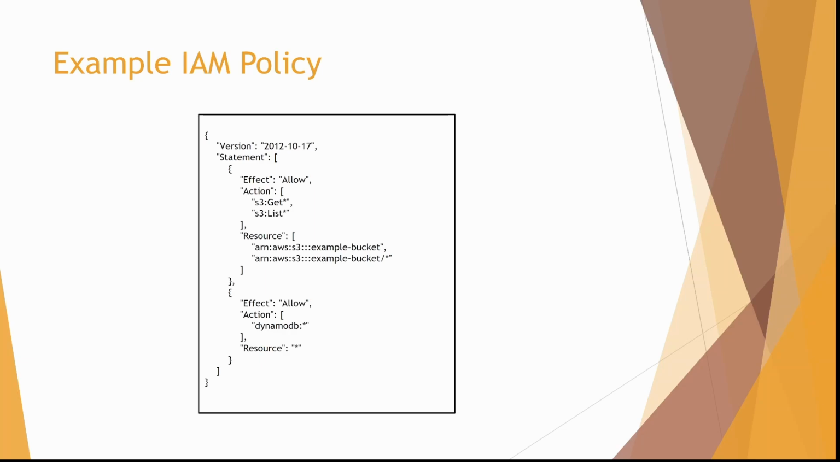Here is an example of an IAM policy in JSON format. This policy has two statements. The first statement allows read-only access to a specific S3 bucket named example-bucket. The actions allowed are s3:Get* and s3:List*, which cover read operations. The second statement grants full access to all DynamoDB resources. This JSON structure helps AWS understand what permissions to apply to users or groups associated with the policies.